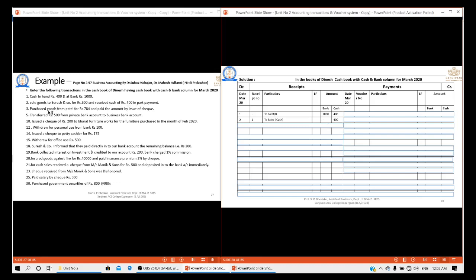Then third, purchased goods from Patel for rupees 784 and paid the amount by issue of cheque. Here we have purchased the goods from Patel, which means that a payment is made and the amount is paid by cheque.